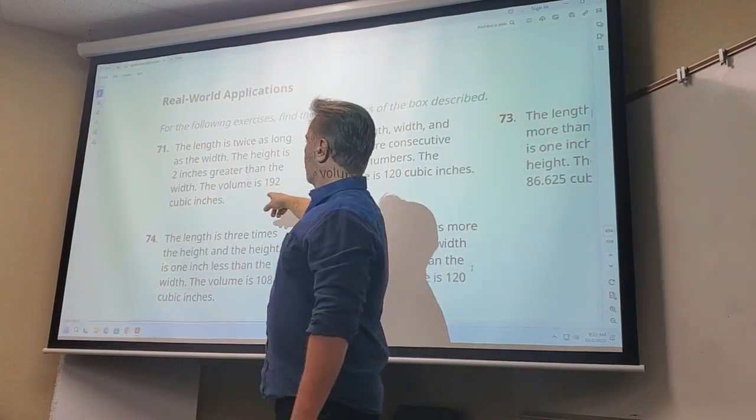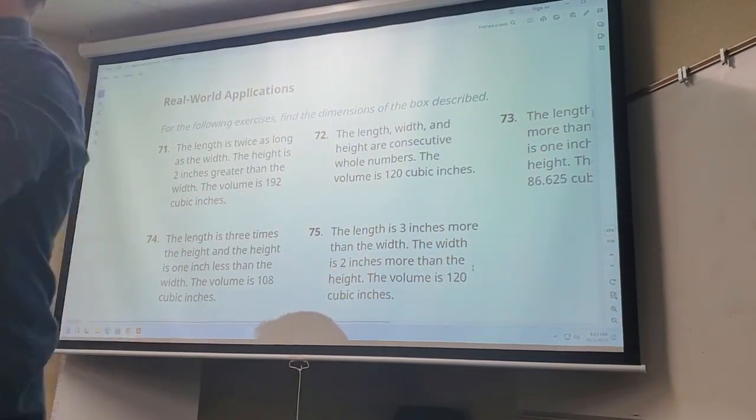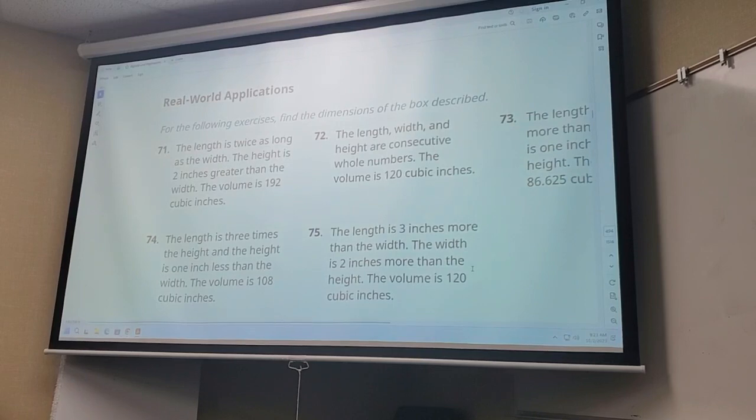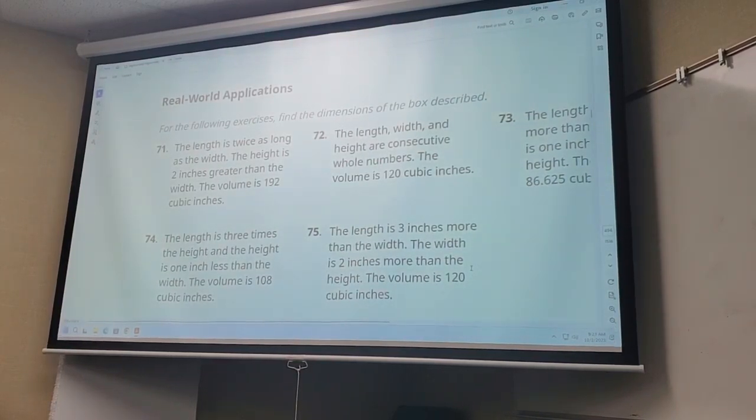Okay. What's the formula for the volume of a rectangular box? Length times width times height. Yeah, it's just the 3 dimensions multiplied. So then you can set up an equation. Are you guys with me?